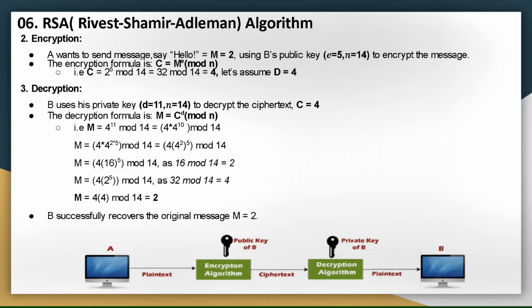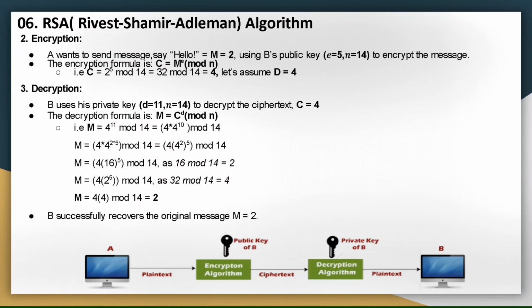Now using B's public key, which is e equals 5 and n equals 14, we will encrypt the message. The formula to encrypt the message is c equals m power e mod n. So m is our 2 here, so c equals 2 to the power 5, where e is 5, and that is mod 14. If you calculate this equation, you will get 2 raised to power 5 is 32, and 32 mod 14 is equivalent to 4. So let's store that value 4 in the variable c.